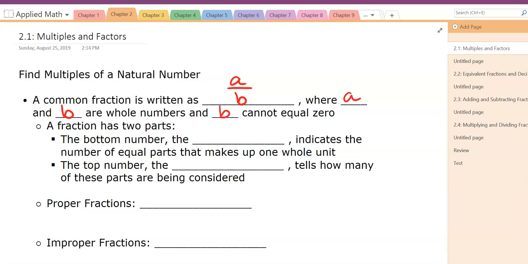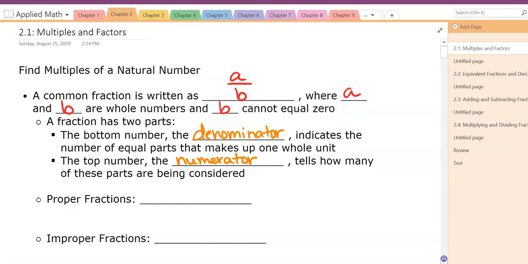So the bottom number is called the denominator. And then the top number is called the numerator. So the denominator tells you how many pieces make up the whole unit, and the numerator tells you how many of those parts you're looking at. So the denominator would be like the entire pizza, and the numerator would be how many slices you took from the pizza. Okay, so you're looking at the amount that you took versus the entire thing, how many you started with.